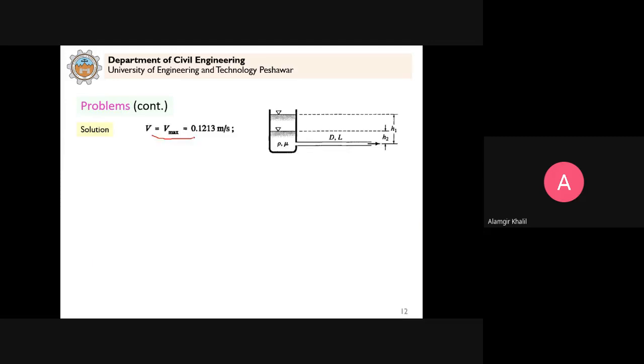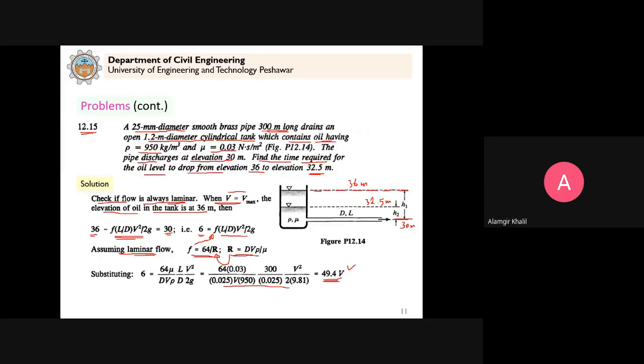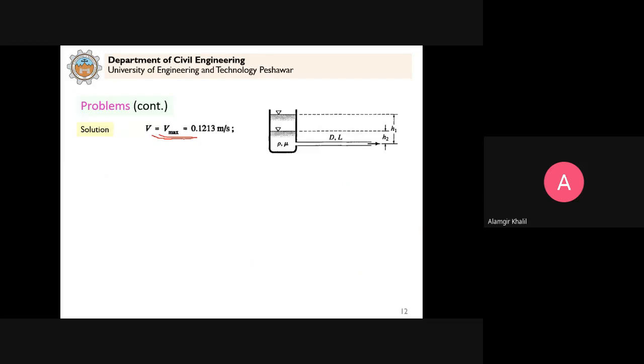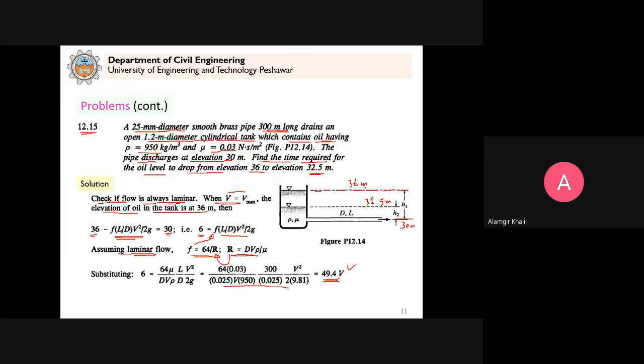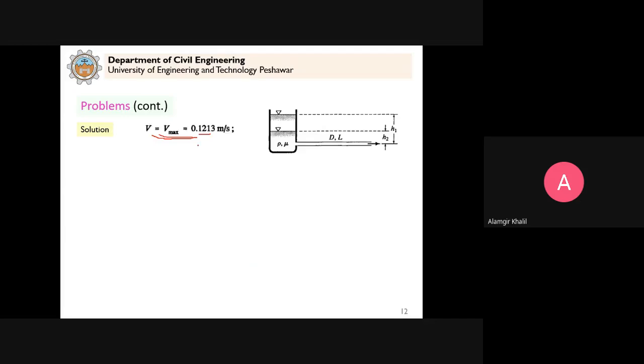Now V is equal to V maximum. From here, 6 equal to 49.4 times V, so V is equal to 0.1213 meter per second. Why is it V maximum? Because we consider this as 36. If you reduce from 36, this velocity will decrease. This 30 is constant. This is the pipe elevation here. This you cannot change. The water level can change. So if the water level goes down from 36 to any level, the velocity will be less than that. So that's why this velocity that we calculated is the maximum velocity.